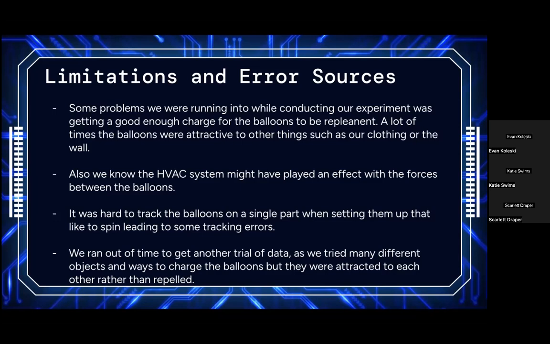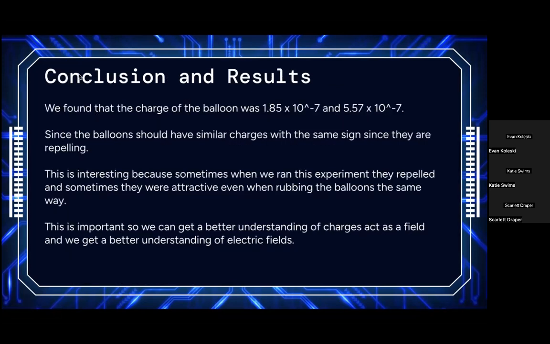We ran out of time to get another trial of data as we tried many different objects and ways to charge the balloons, but they were attracted to each other rather than repellent. For the conclusion, we found that the charge of the balloons was 1.85 times 10 to the negative 7th and 5.57 times 10 to the negative 7th. The balloons should have a similar charge with the same sign, since they were repelling. This is interesting because sometimes when we ran this experiment, they repelled and sometimes they were attractive, even when rubbing the balloons the same way.